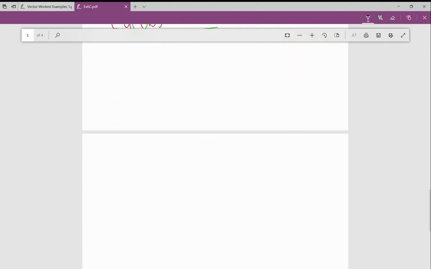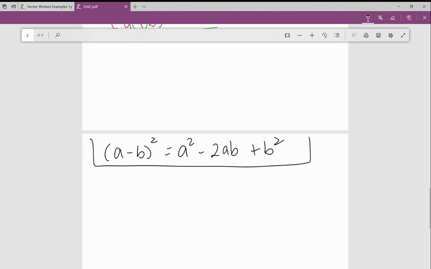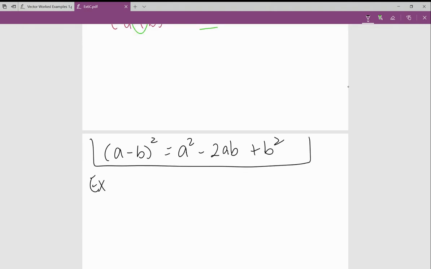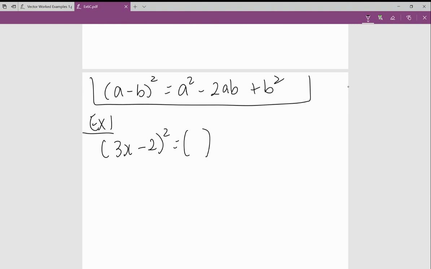Okay, let's try some examples for the second part. Let me write the formula first. A minus b squared is a squared minus 2ab plus b squared. This is a formula you need to memorize. Let's look at an example. Example 1 again for this. Let's say 3x minus 2 squared. Again, as per usual, a squared, but this time I put minus instead of plus 2ab plus b squared.